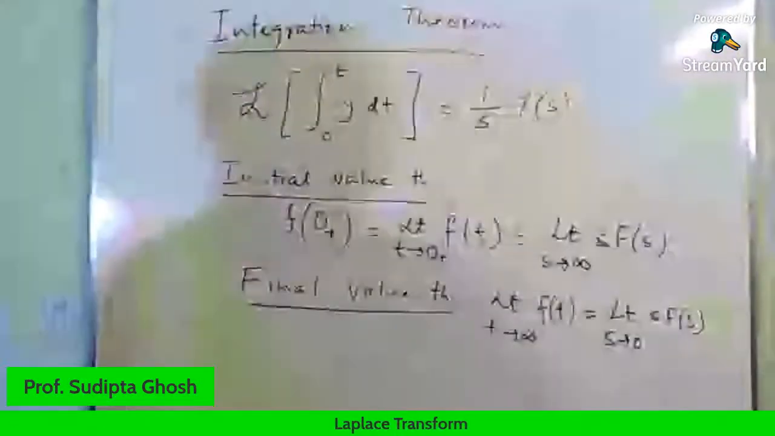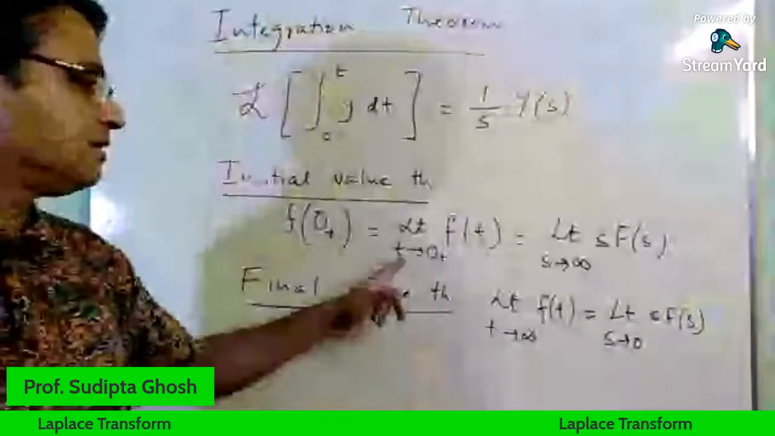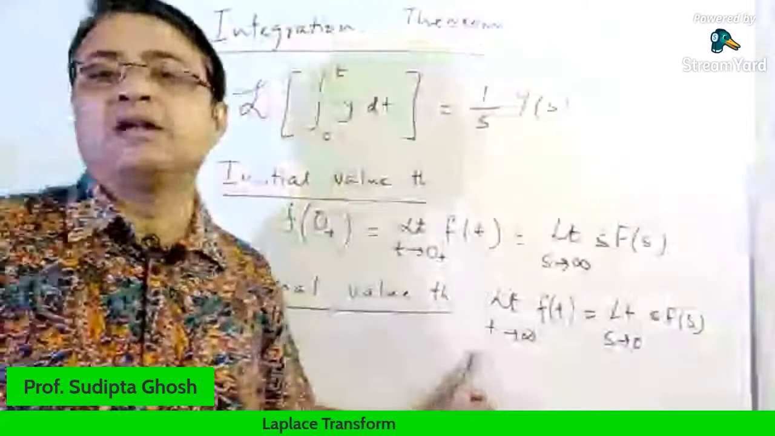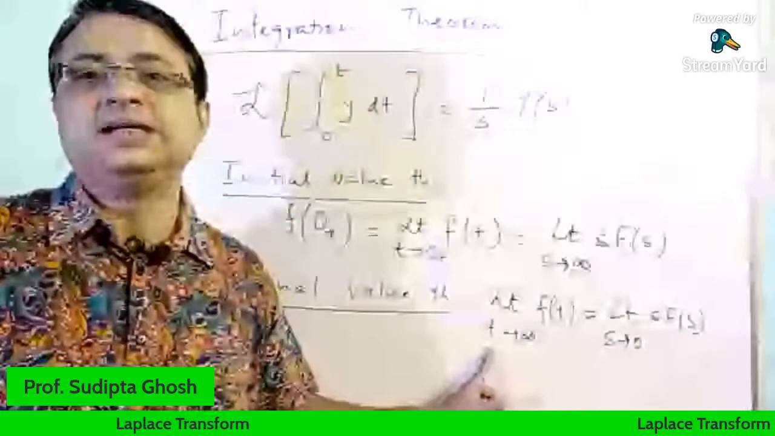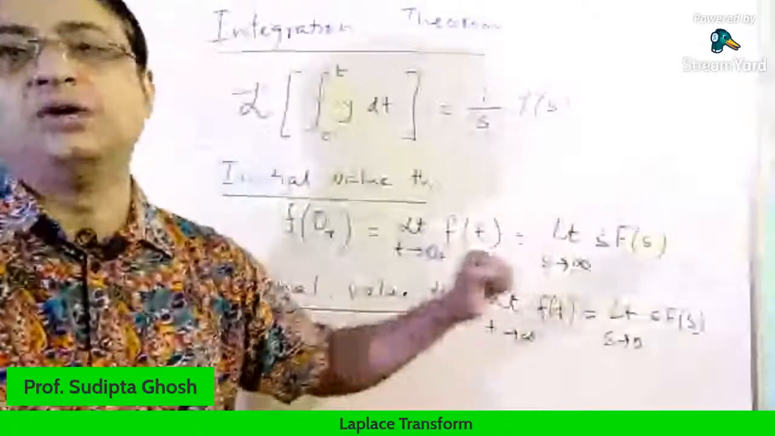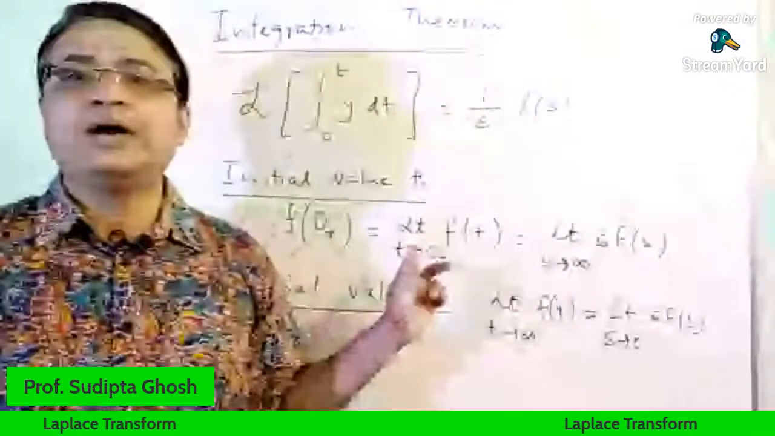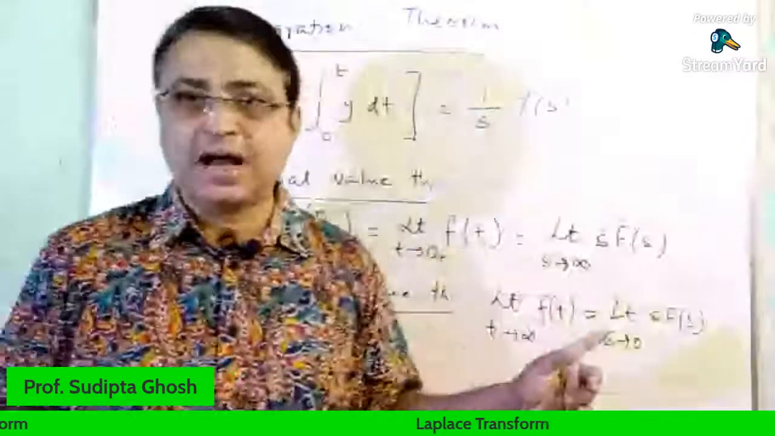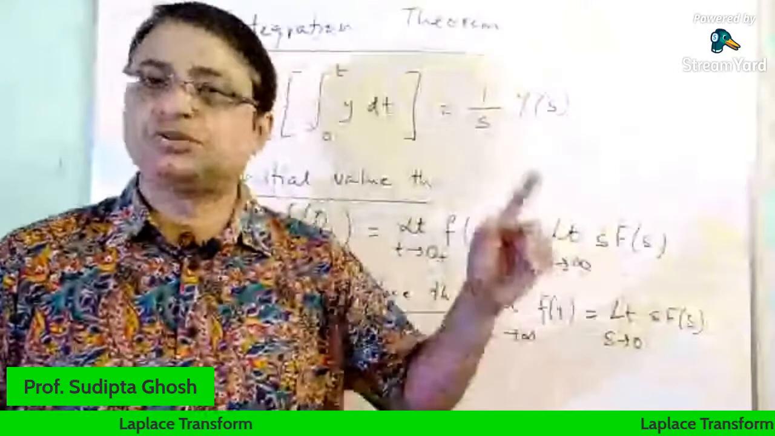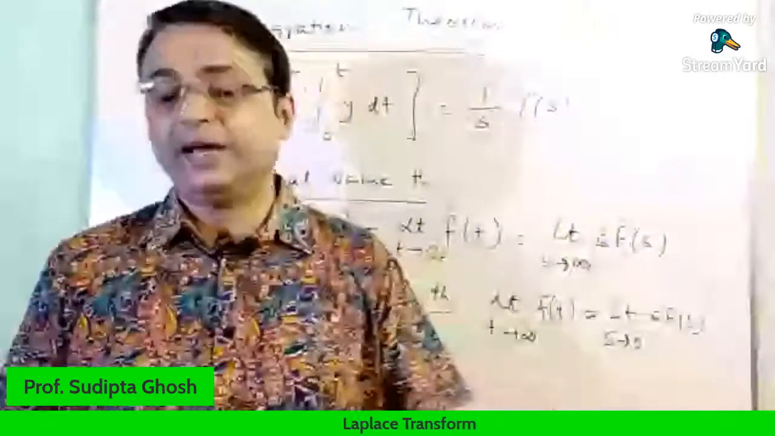So this is the initial value theorem, where we are calculating at time 0 plus, and this is the final value theorem, where we are calculating as t tends to infinity. In both of them, the right hand side becomes the same, that is s into F(s). But remember, when time t tends to 0 plus, the limit of the frequency should be s tends to infinity, or when t tends to infinity, s should be 0.